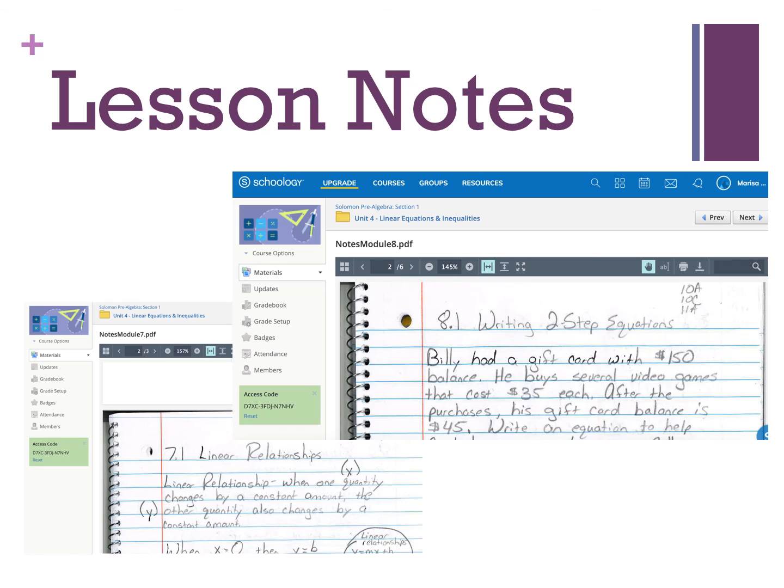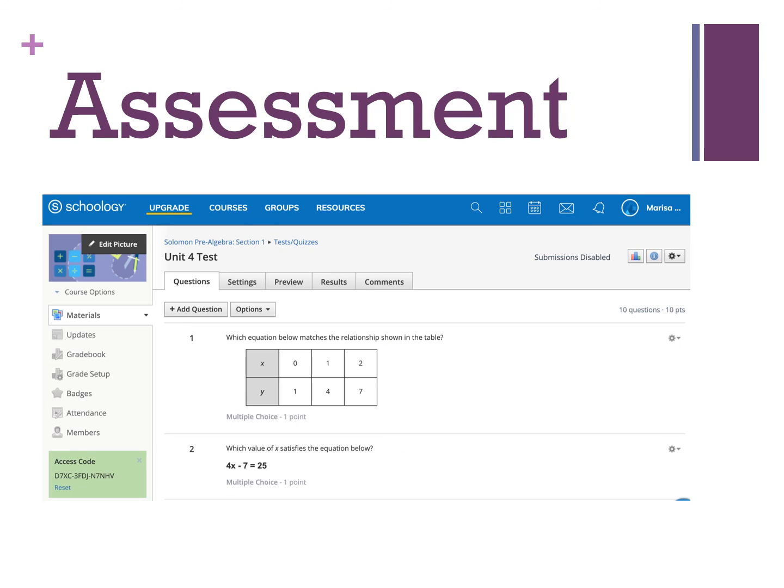Within the Schoology unit is also the lesson notes, and this will help students along the way, as well as the final assessment.